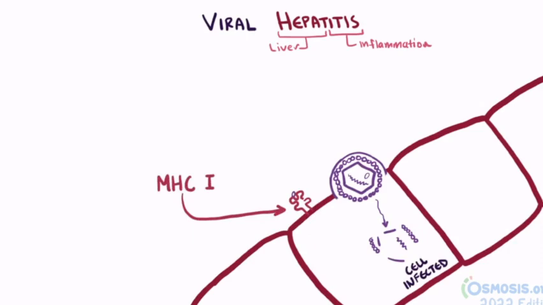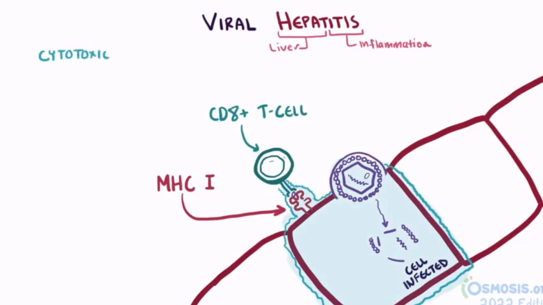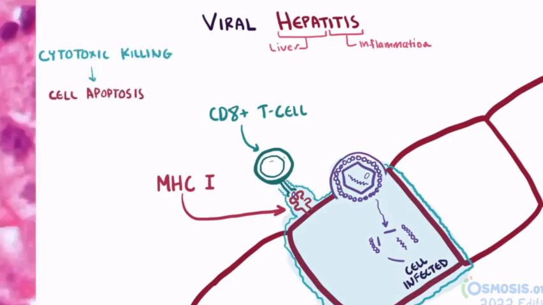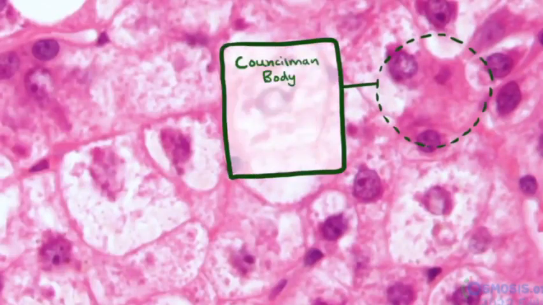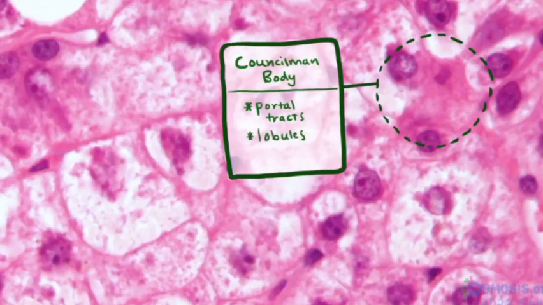And at the same time, you've also got these immune cells infiltrating the liver and trying to figure out what's going on. And so the CD8 positive T cells recognize these abnormal proteins as a sign that the cells are pretty much toast. And the hepatocytes then go through cytotoxic killing by the T cells and apoptosis. Hepatocytes undergoing apoptosis are sometimes referred to as Councilman bodies, shown on histology here. And this typically takes place in the portal tracts and the lobules of the liver.